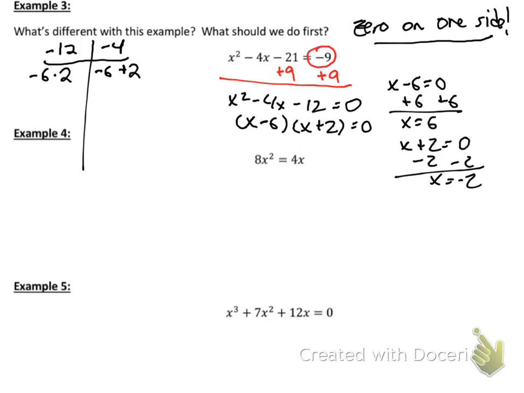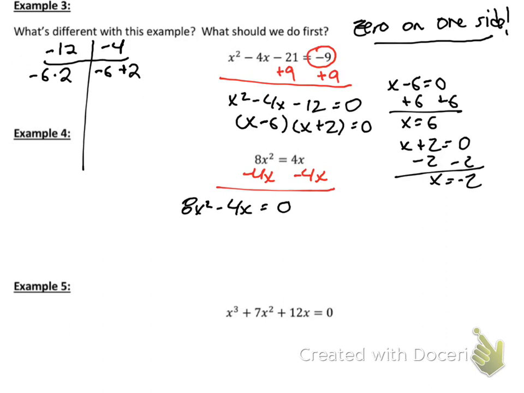All right, let's do two more examples here. So if you look at example 4, again, we don't have 0 on one side. And we can't do anything until we have 0 on one side. I cannot use the zero product property until I have 0 somewhere. So what I'm going to do is subtract 4x from both sides. All right, so we have 8x squared minus 4x equals 0.